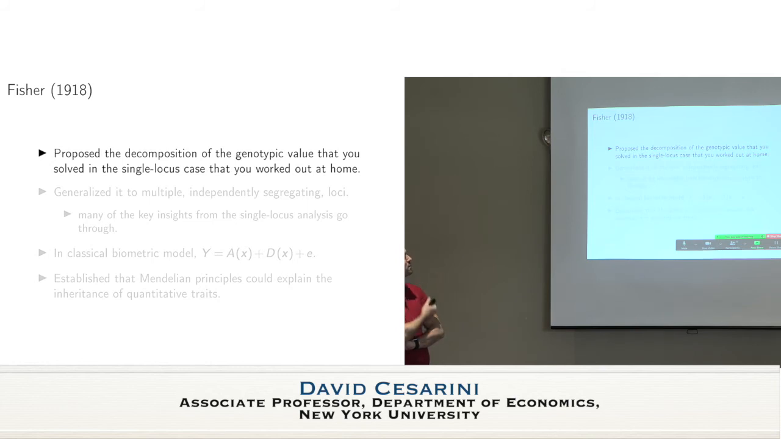For example, I think it was the first paper to use the term variance, and then he came up with this proposal for how to decompose the genotypic value into different components: dominance, additive, and then these epistatic interactions in the multi-locus case. So you did that decomposition effectively on the problem set. What Fisher did was take the single locus model and generalize it to multiple loci. And it turns out that many of the insights from the single locus analysis go through, nonetheless.